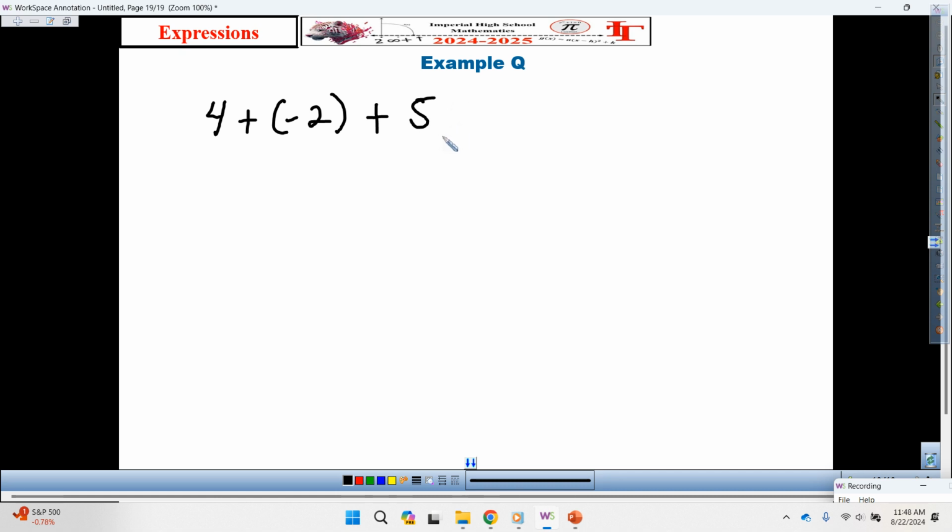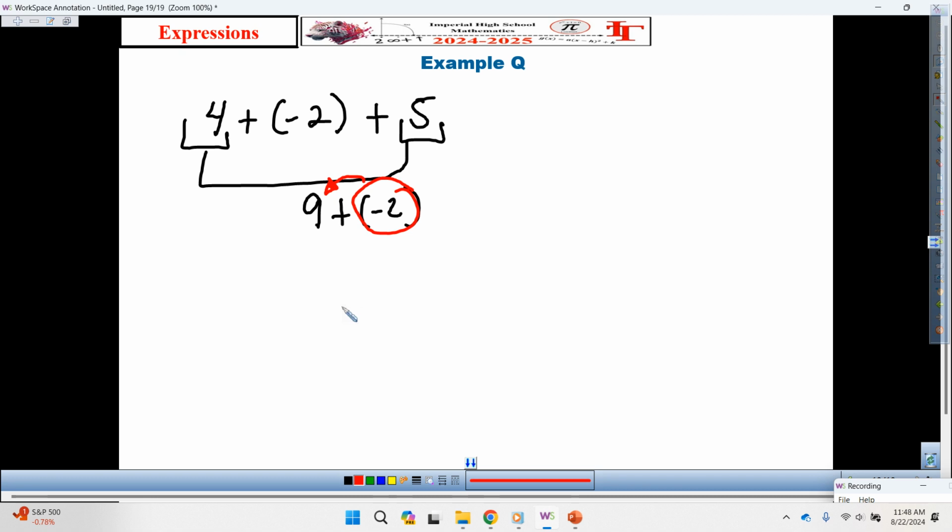First step, I'm going to combine all the positives and all the negatives. So first go with the positives. We got 4 and 5. This becomes what? 9. Bring down the negative. Question, which is the smallest number? Because they're opposites, the 2. Can 2 of these cancel 2 of these? Yes, and that leaves us with what? 7 positive. That is correct.